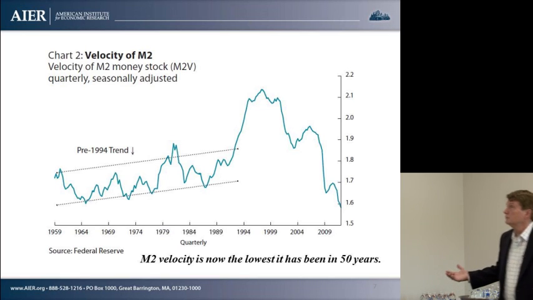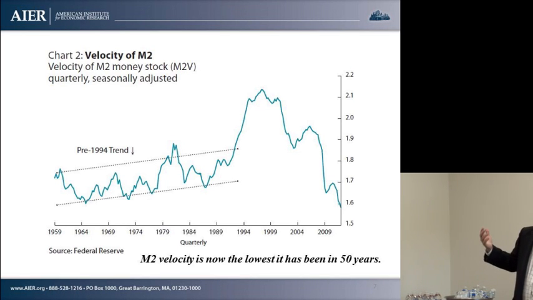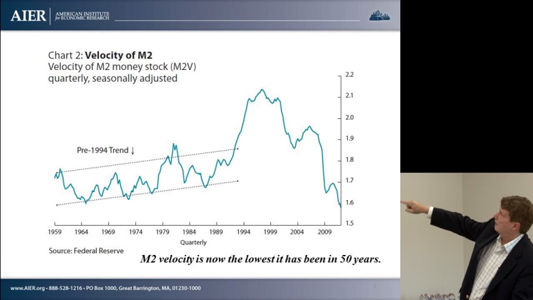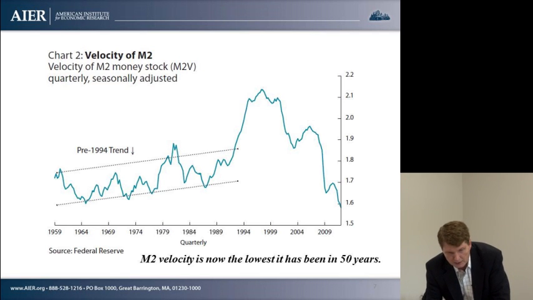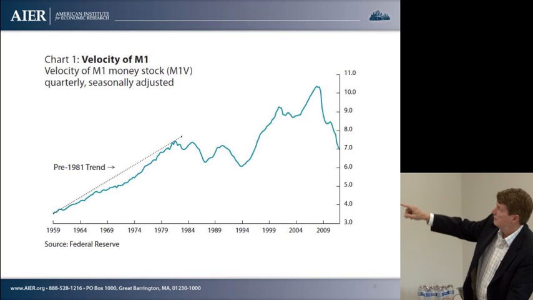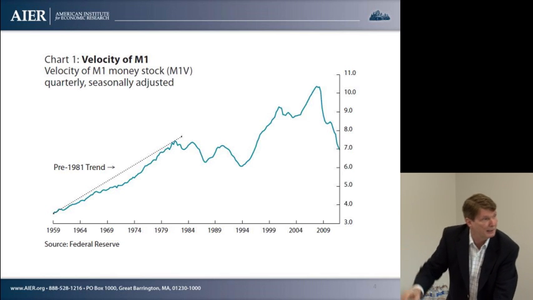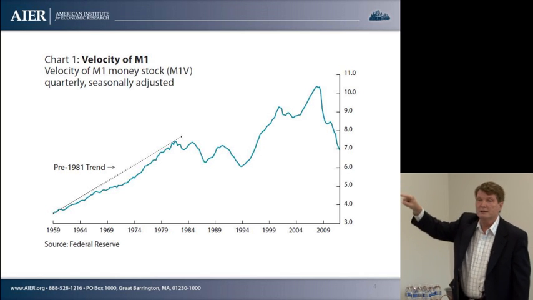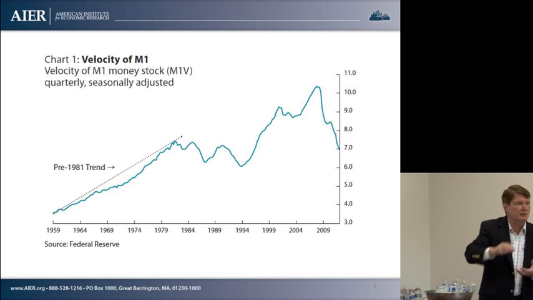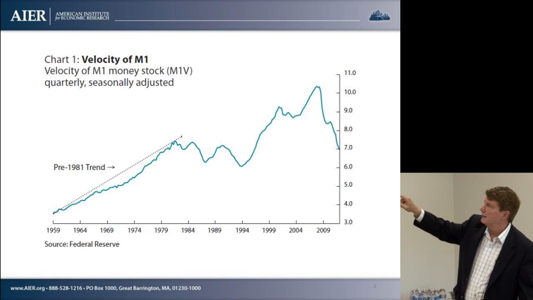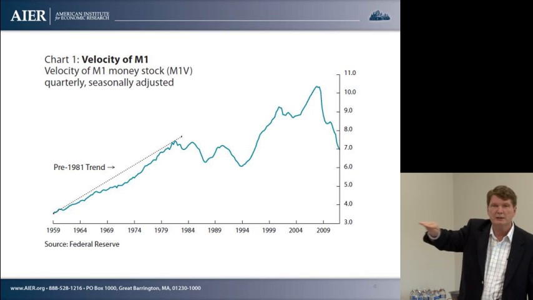So M2 was more stable. Now I want to emphasize here, I want you to look at the scale on the right, 1.5 to 2.2, and I'll roll it back. And you see this is 3 to 11, okay? I just want to make it clear that it's a smaller range, so it looks a little bit more volatile back there in the trend period, but that's because you're putting a magnifying glass on it, okay? So anyway, you've got that pre-1994 trend, and you can see it was kind of trending along.